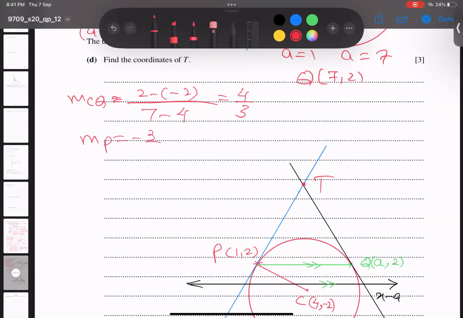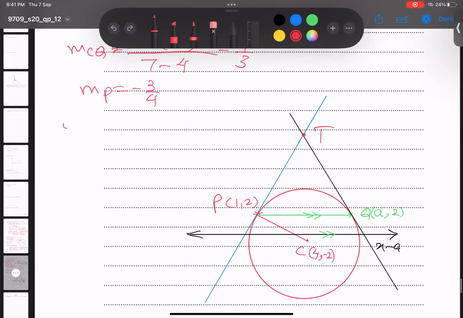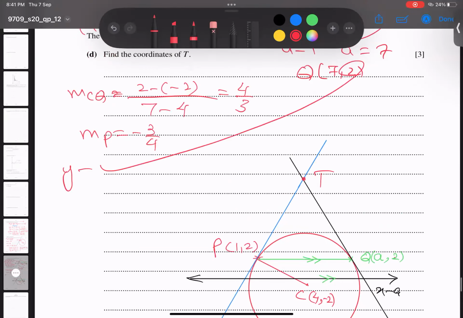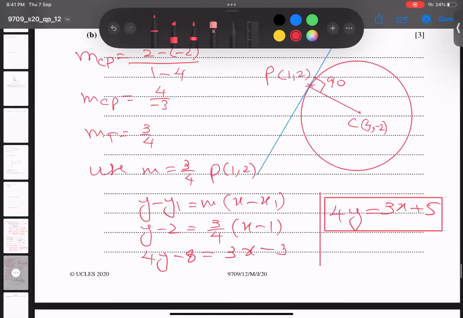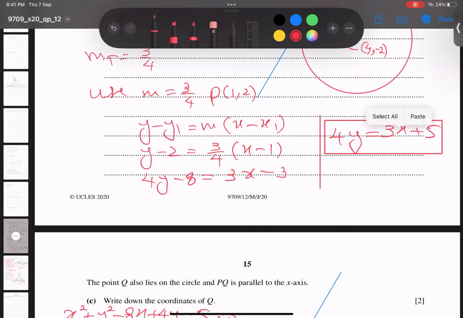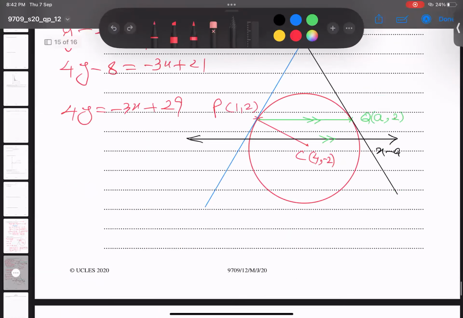Anyway, what is the black line gradient? Negative reciprocal I'm using, so that becomes negative 3 over 4. This time I use the Q coordinate and this gradient. So let's find y minus y1, and y1 is 2, m is this, and x minus 7. 4 multiply left-hand side, 4 twos are 8, negative 3x plus 21. And finally I get the equation, and plus 29, and I have to solve them simultaneously. So this equation I'm just copy pasting from here.